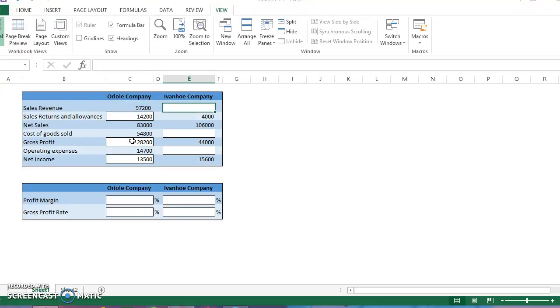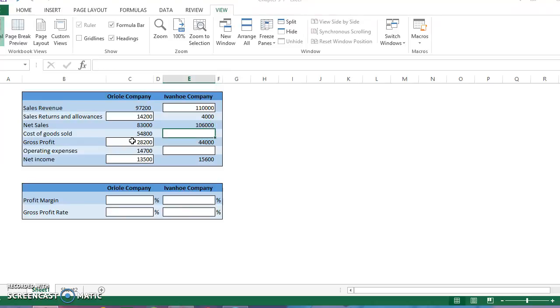After that we'll do the same for Ivanhoe company, and in this case we need to understand that net sales should be sales revenue less sales returns and allowances. So to be able to obtain 106 here we'll have to take this 4,000 from a bigger number to obtain this. So the number here should be $110,000. So let me see here. There we go. Okay, so we subtract $4,000 and we get net sales.